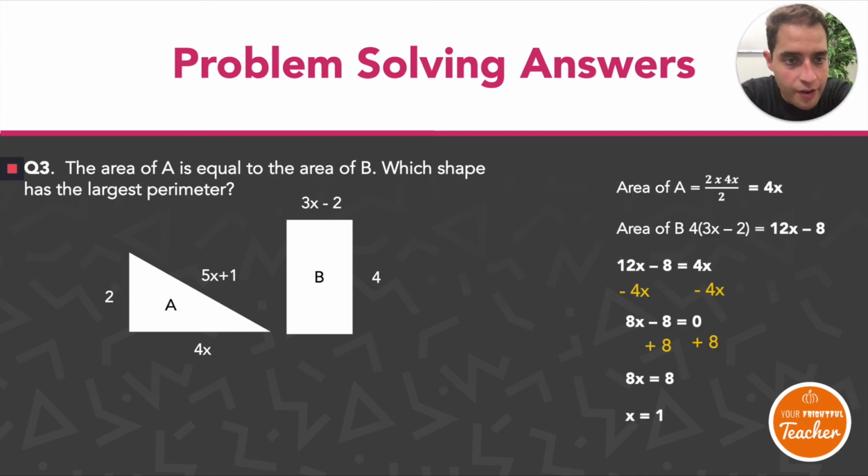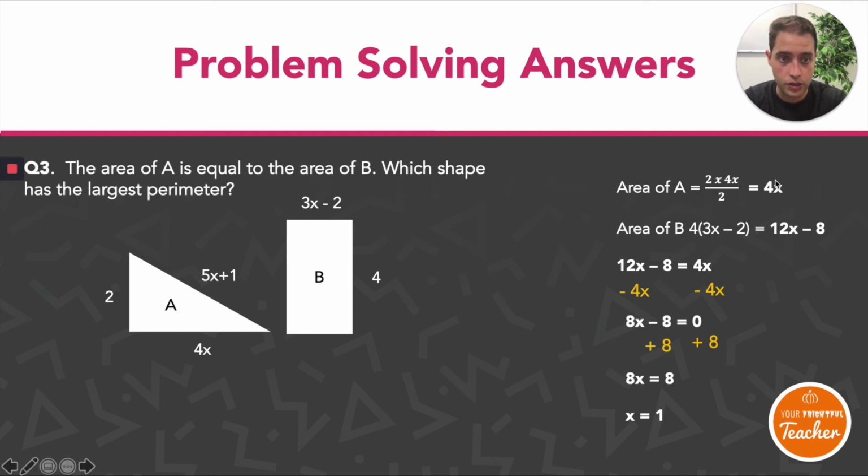Okay, so the area of A, because it's a triangle, we need to do it in this formula. So it's 2 times 4x divided by 2, which gives us 4x. The area of B is one side times the other, length times width. So area of B is 4 brackets 3x minus 2. If we were to expand that, it's 12x minus 8. So we know that the areas are the same. So 12x minus 8 is equal to 4x.